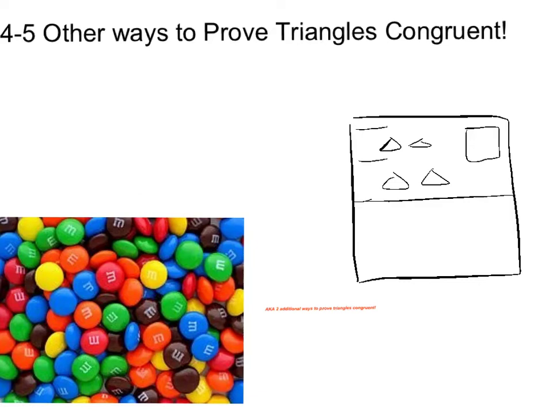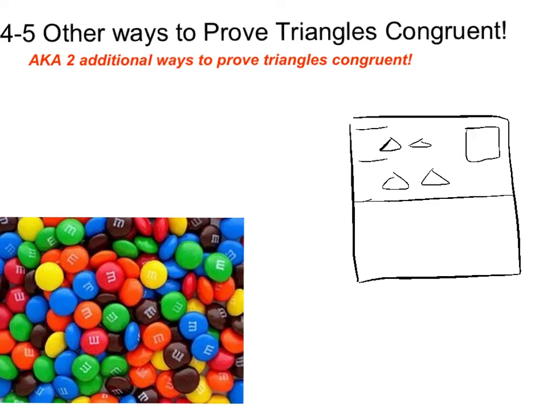Our title of our notes is 4-5, Other Ways to Prove Triangles Congruent. And you know, that's your book's title. I would call this 2 additional ways to prove triangles congruent. You already know 3 ways: side, side, side, side, angle, side, angle, side, angle. We're going to learn 2 new ways to prove triangles congruent.